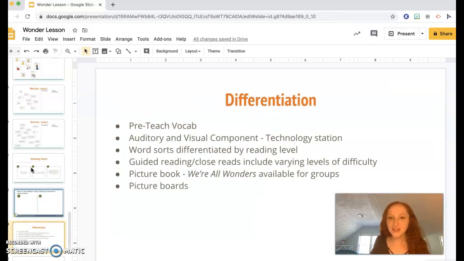Some ways I differentiated were I pre-taught the vocab, and I added an audio and visual component with the movie trailer. The word sorts were differentiated by reading level and complexity in words. My guided reading and close reads also included varying levels of difficulty, including the picture book, We're All Wonders, which might be useful for students learning English, or students with disabilities or typically developing students with lower reading skills, and then I moved the passage up in complexity based on reading level. Picture boards were available for our turn and talk, so students could reference those with their partners.